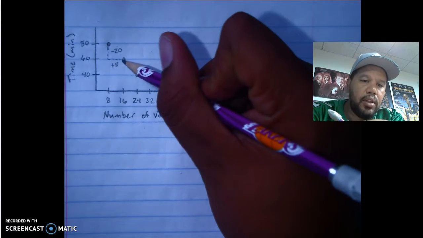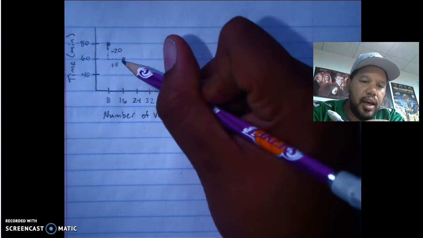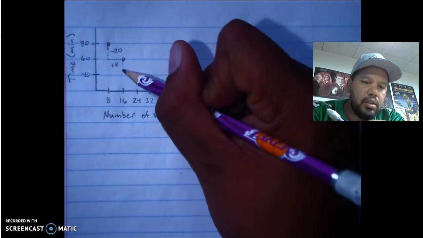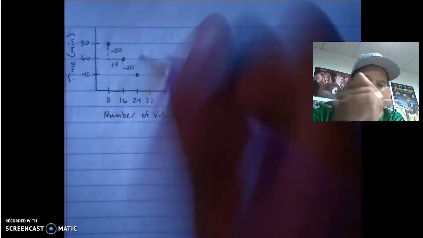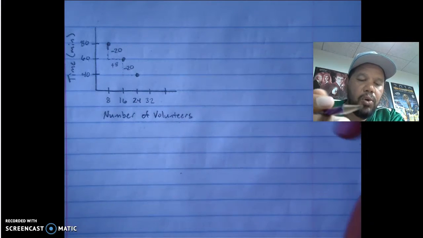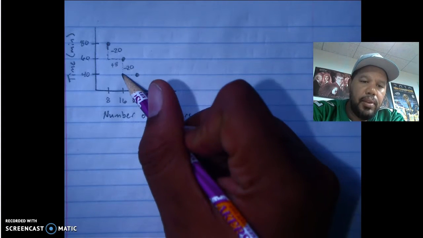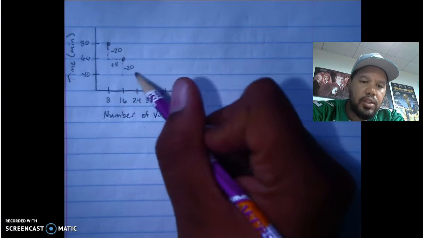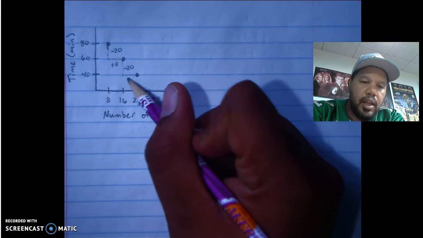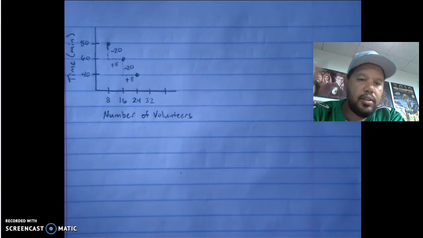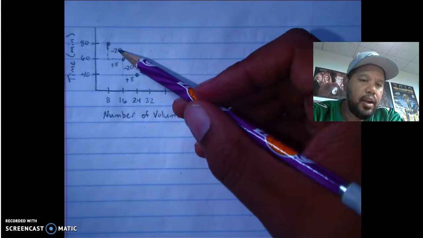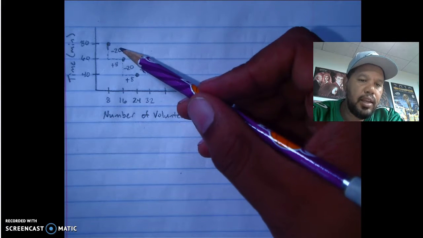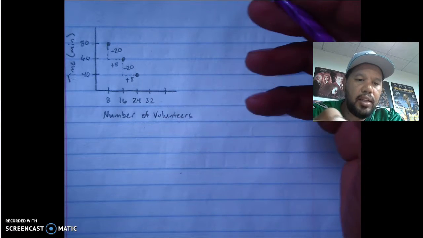If we go from this dot down to that dot, it's going from 60 down to 40. So again, it's going down 20, just like it did before. And then to go from 16 to 24, that is plus 8. So do we have a constant ratio? It looks like it because it says negative 20 over 8, negative 20 over 8.